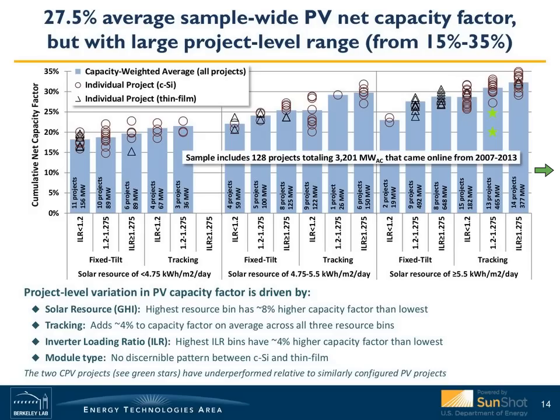The final thing I want to do is just call your attention to these two green stars here in the second to last bar to the right. These show where the two CPV projects in our sample would have fallen, were they included here. You can see that these CPV projects appear to be underperforming a bit relative to similarly situated PV projects, and that's particularly true when you consider that the CPV projects use dual axis tracking, whereas all of the tracking PV projects in this sample use single axis tracking.